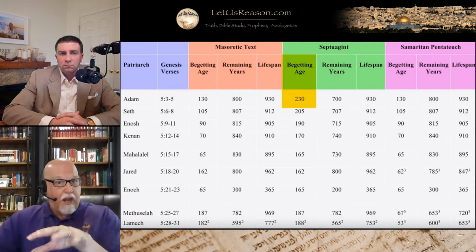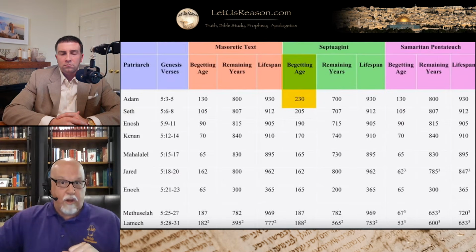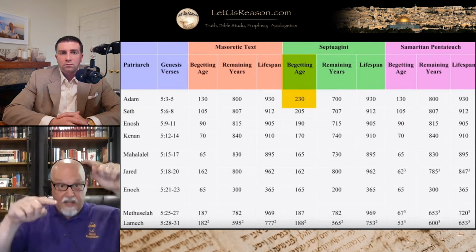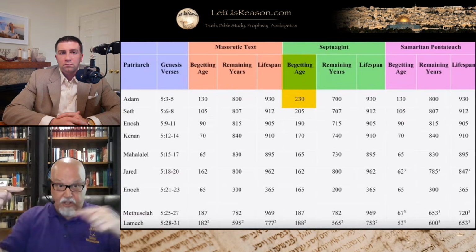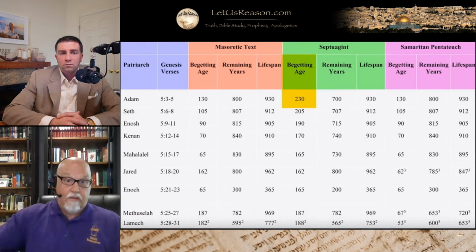So here's a nice up-close picture of some of what we see here. Let's just take a look at Adam. We see in the Masoretic text, you can see my arrow pointing there, and the Samaritan Pentateuch, they match each other, the beginning age, and the remaining years, and the lifespans. But in the Septuagint, it's 230 years, and the remaining years is 700. So you can see there's a 100-year difference in each one. No question that it's been changed in one direction or the other.